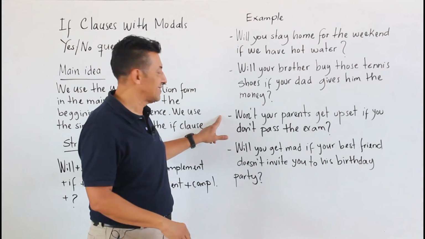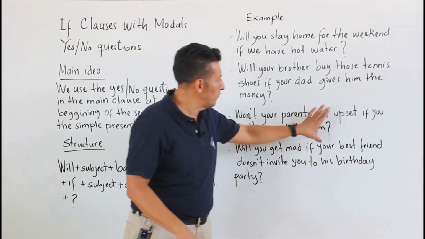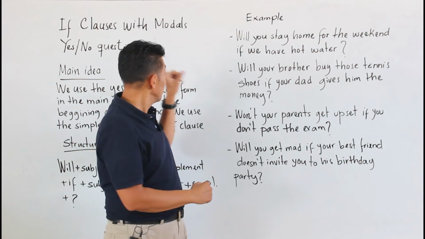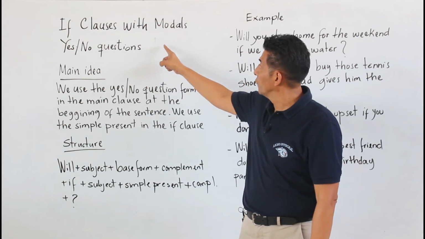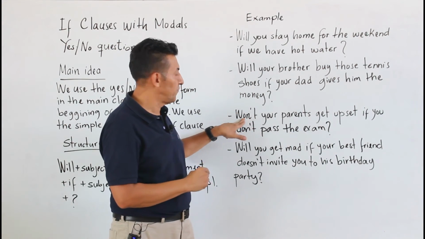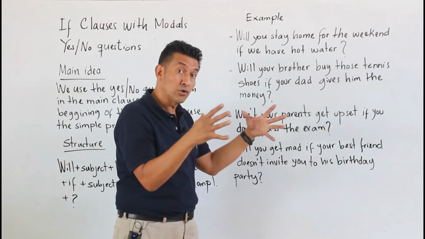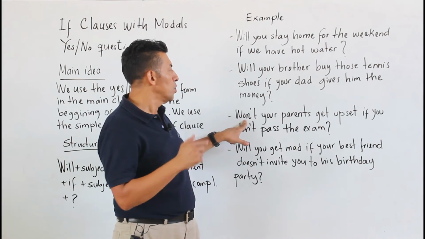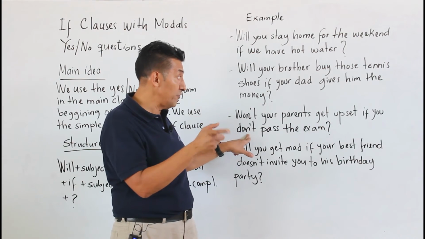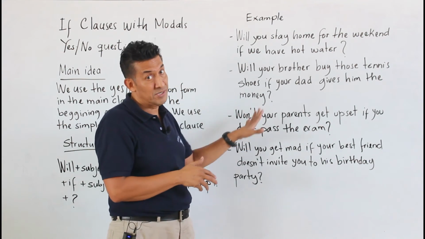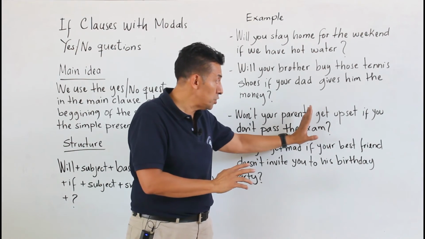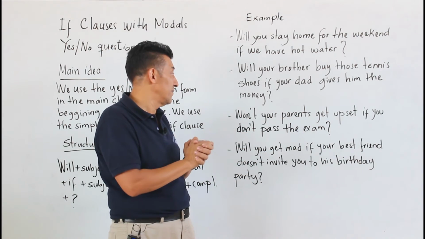Okay, let's read this third one. In this one, we have the negative form of the if clauses with modals. Look, this is the negative form of will not. In contraction form, you will say: Won't your parents get upset if you don't pass the exam? Won't your parents get upset if you don't pass the exam? This is, like I said, a negative way. The same condition, but in the negative.